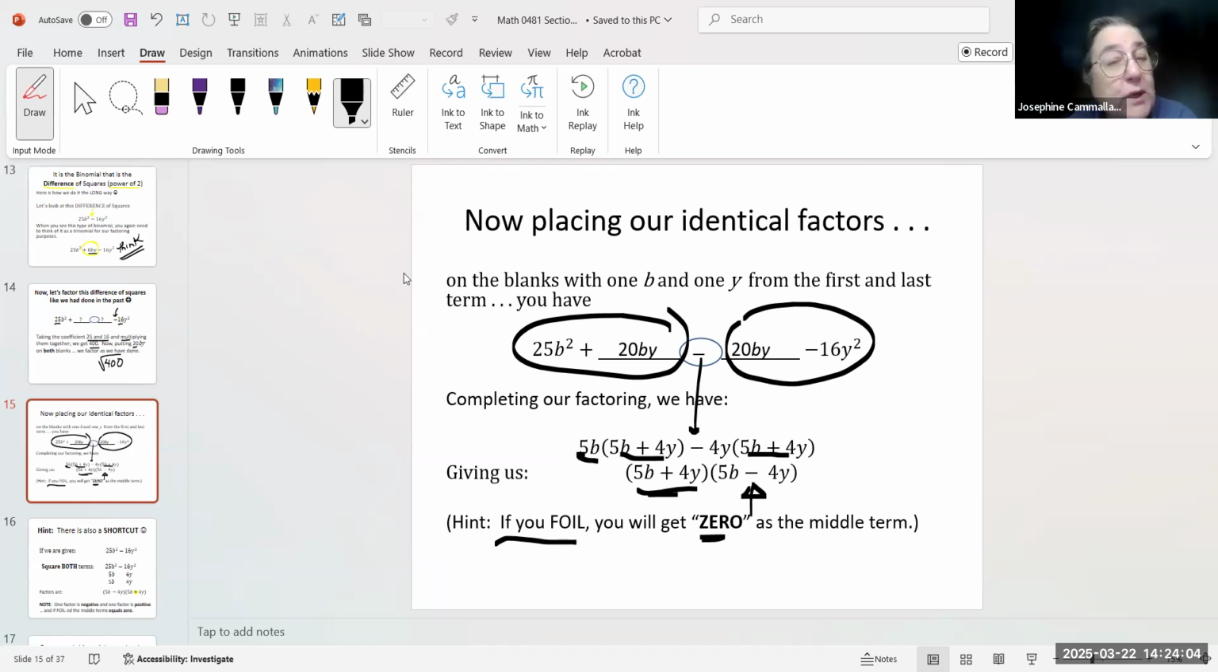So FOILing is going to be your biggest help here. If you have a binomial with a minus, you got to get 0 in the middle. Now, this is known as the long way. And I can tell you like long ways. But there is a short way.